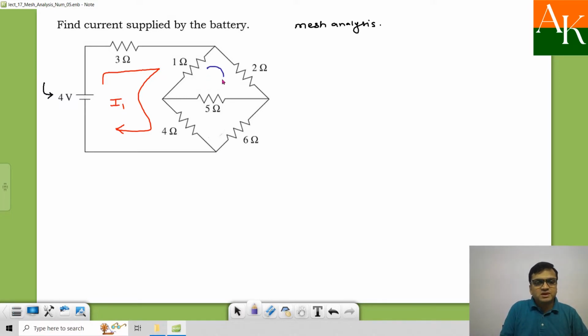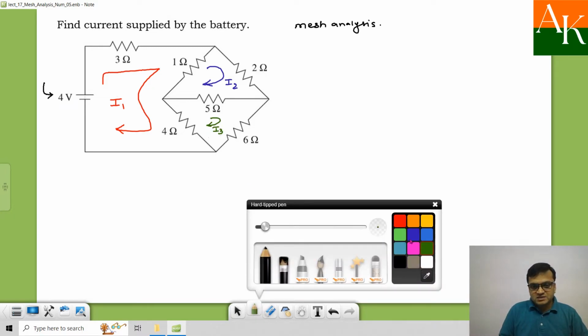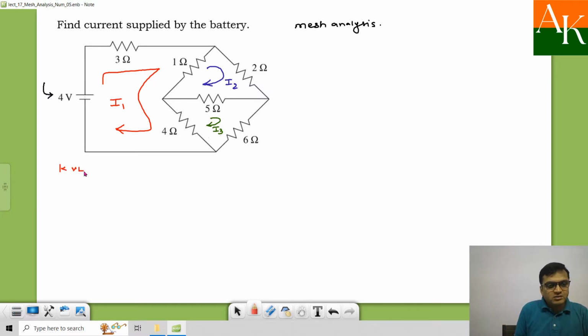The second mesh is over here and the current is I2. It is again in clockwise manner, and the third mesh has the third current I3. So we have to obtain three equations by applying KVL in these three meshes. I am writing KVL in mesh 1. But before applying KVL, you have to assign the sign for the voltages developed across the resistances.